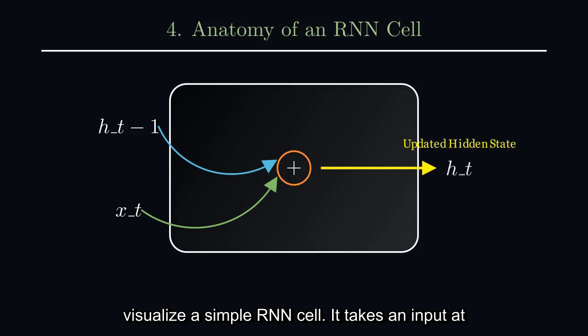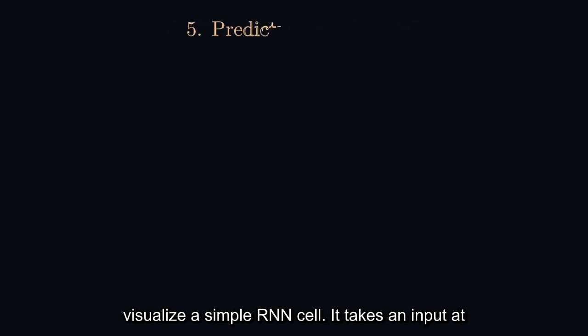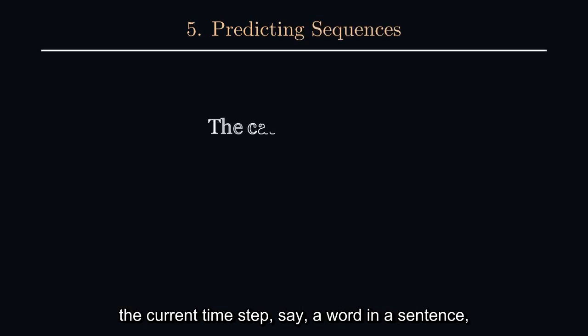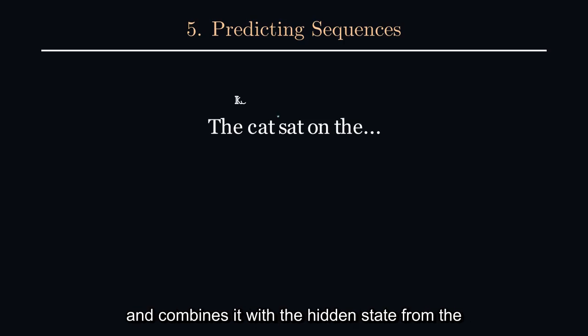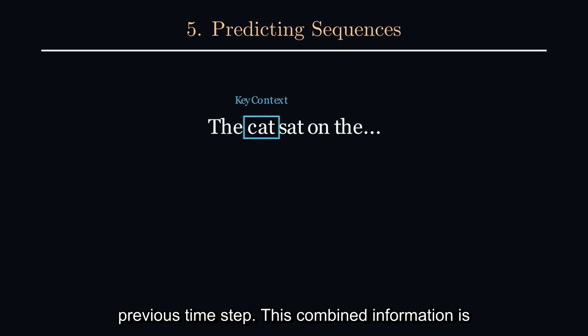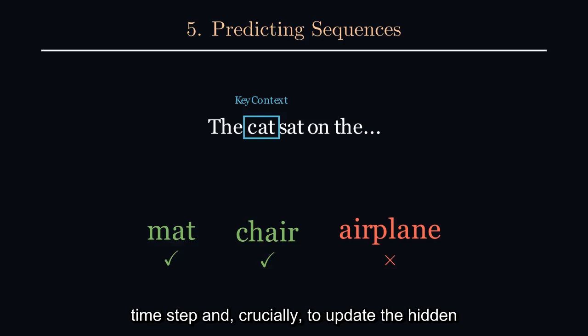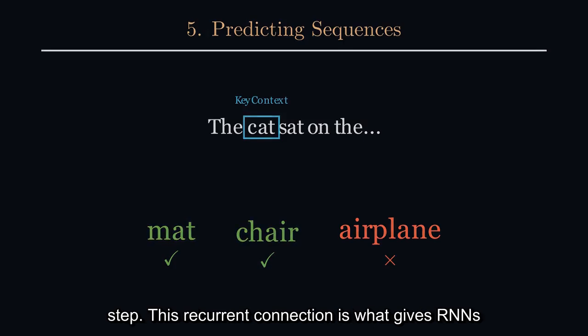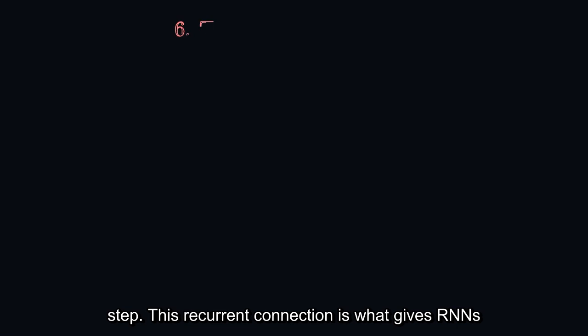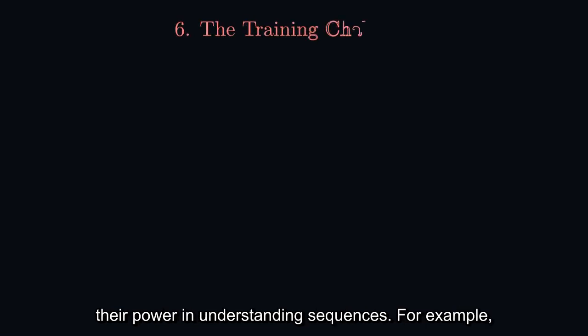Let's visualize a simple RNN cell. It takes an input at the current time step, say, a word in a sentence, and combines it with the hidden state from the previous time step. This combined information is then processed to produce an output for the current time step and, crucially, to update the hidden state, which will be passed on to the next time step. This recurrent connection is what gives RNNs their power in understanding sequences.